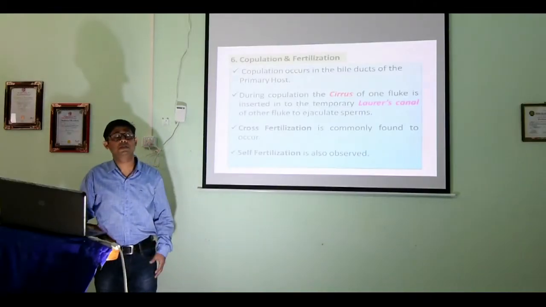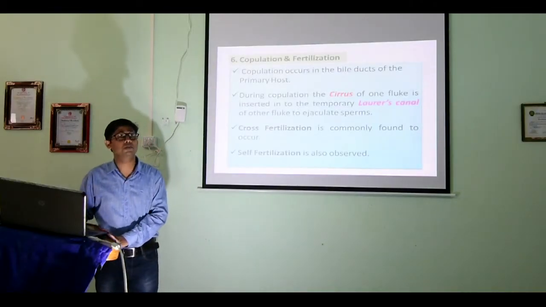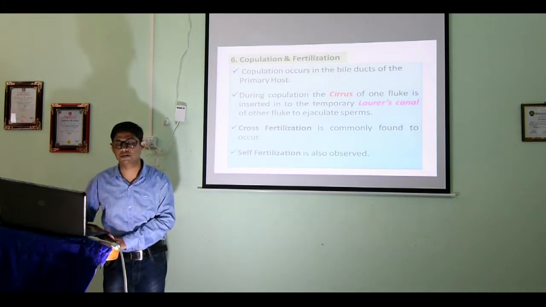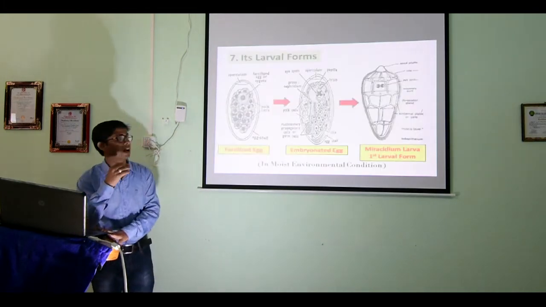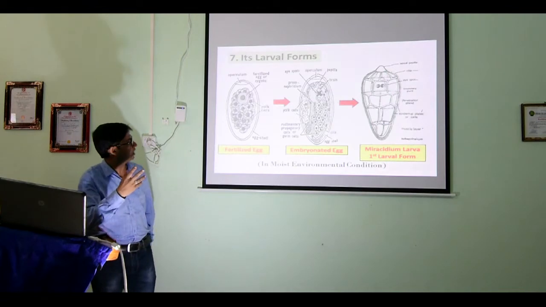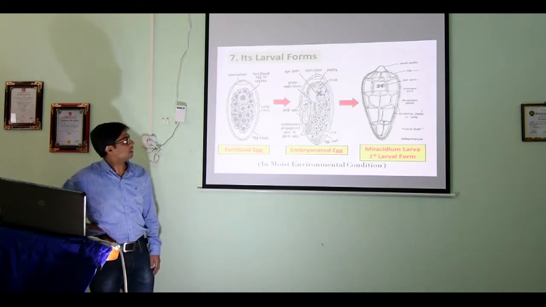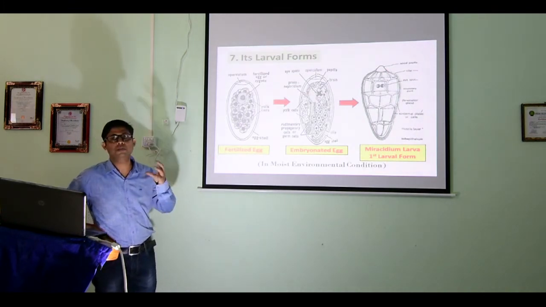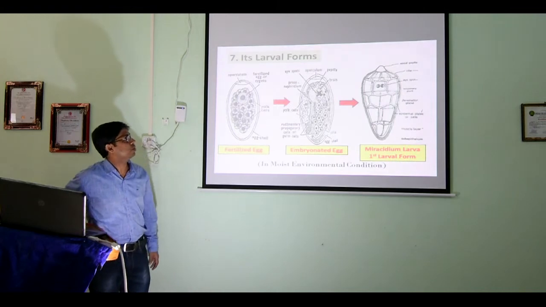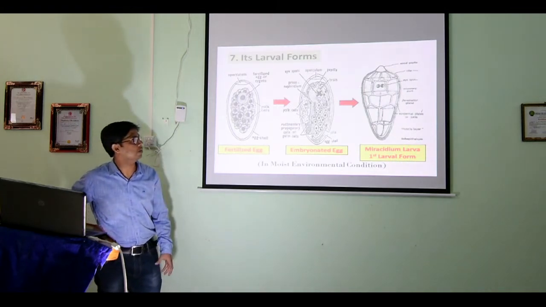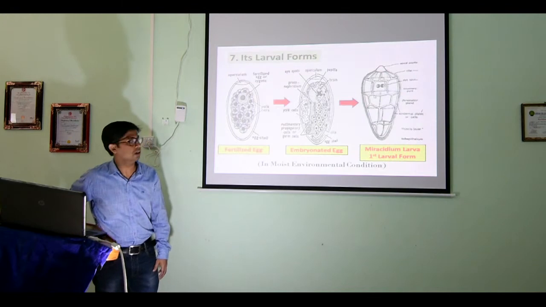Now let us know the different types of larval forms that are found in the life cycle of Fasciola hepatica. So, larval forms. We have seen the fertilized egg. The fertilized egg is carrying the zygote, and this zygote will develop into the embryo, which will give the first larval form, which is called miracidium larva.